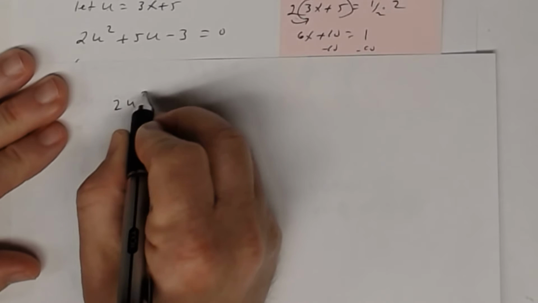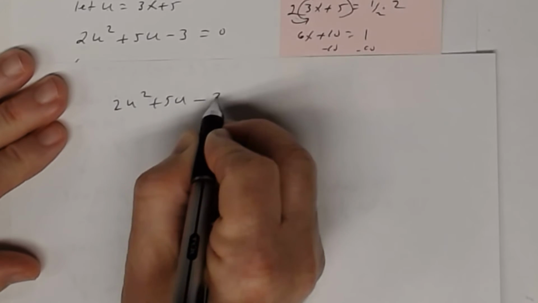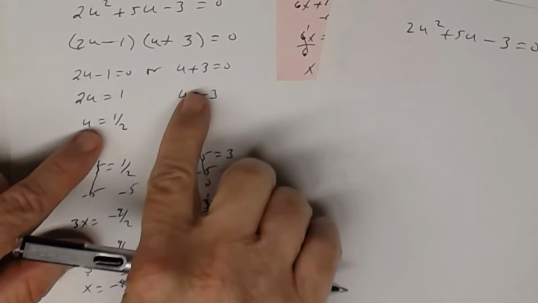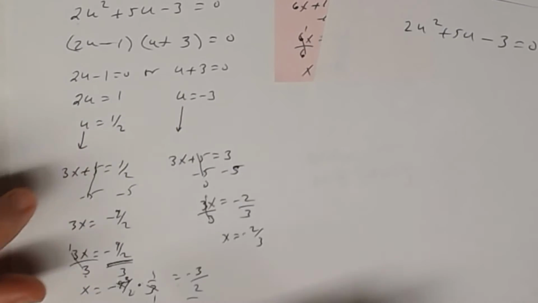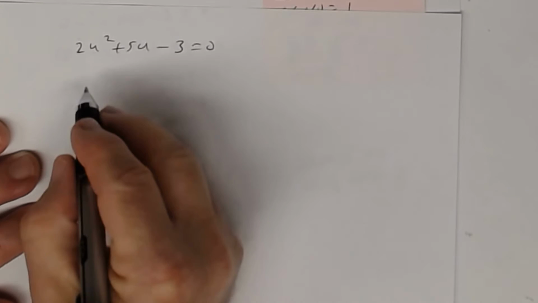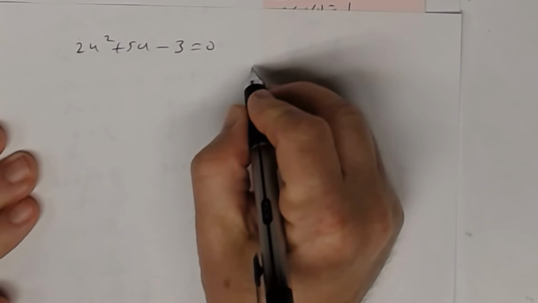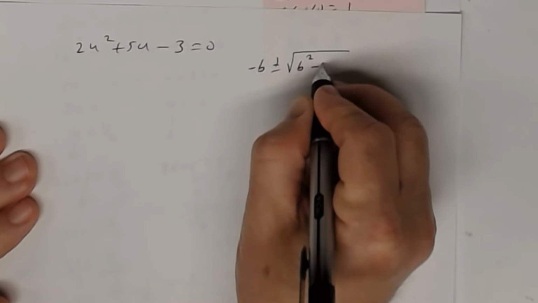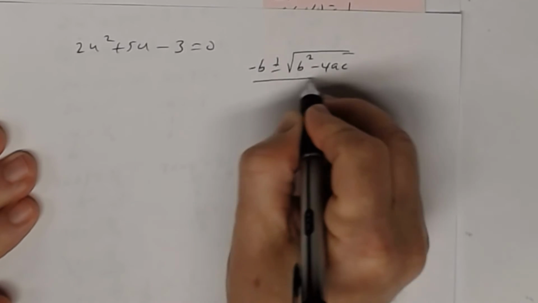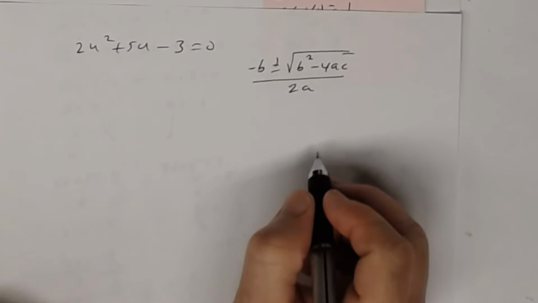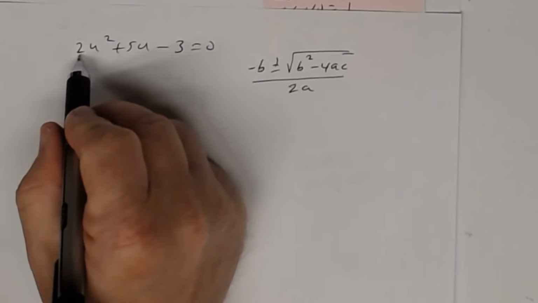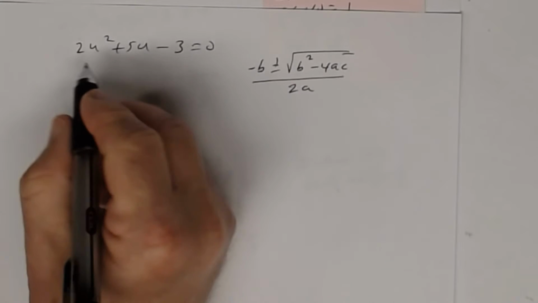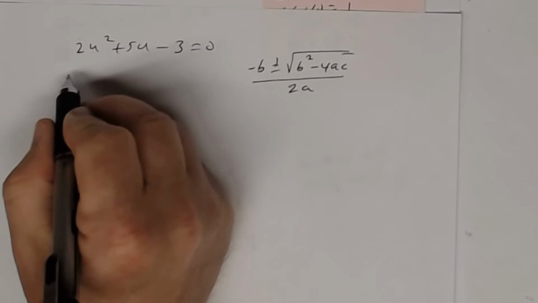So if I have 2u squared plus 5u minus 3 equals 0, I just want to show you that you will still get these two values for u using the quadratic formula. So remember, the quadratic formula is the opposite of b, plus or minus the square root of b squared minus 4ac, all divided by 2a. So before we substitute numbers into the quadratic formula, let's go ahead and determine what a, b, and c are.